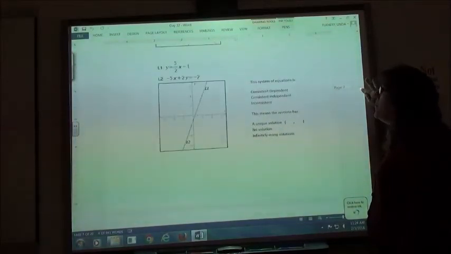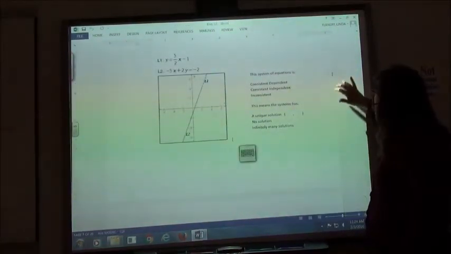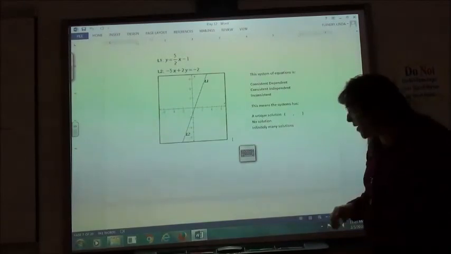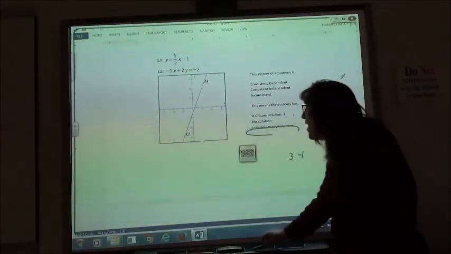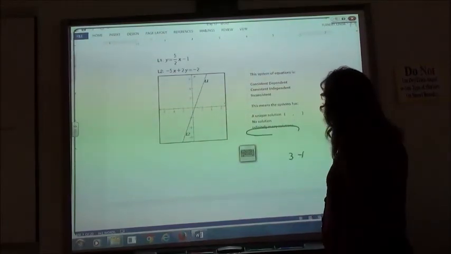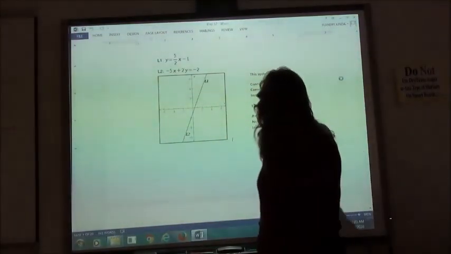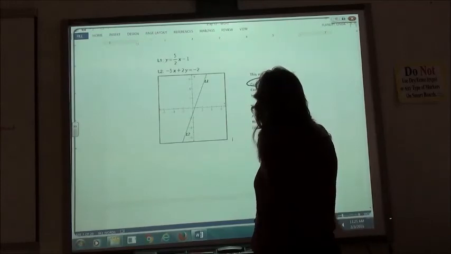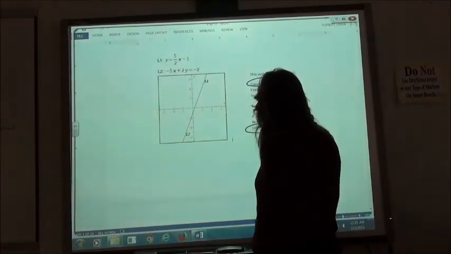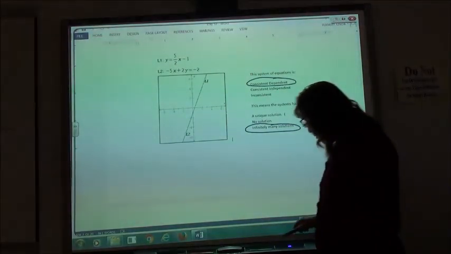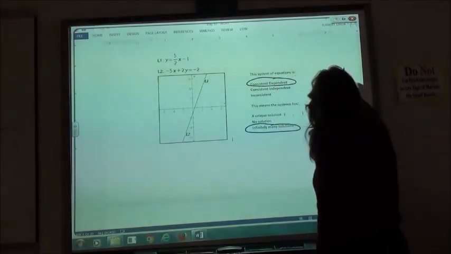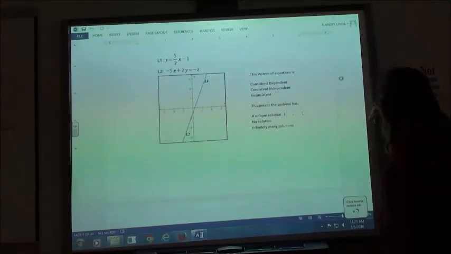Second one on number 9. That's the one where you have one line that looks like it's right on top of the other line. If I have one line right on top of the other line, that means that they're actually the same line. Those ones are consistent, dependent, and have infinitely many solutions because every point on line 1 is also on line 2.